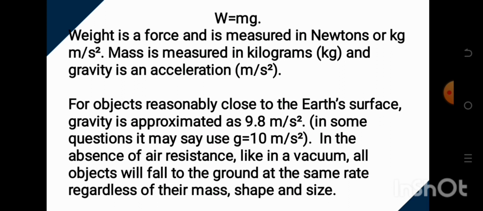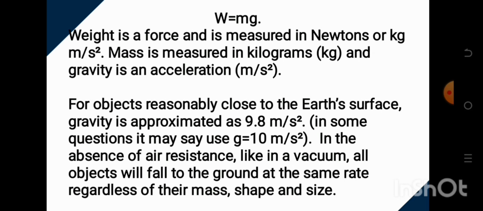per second square. Actually, in previous classes we've looked into the differences between mass and weight. So if you want to go back to that video, you can go to the description link and look at the video where I talked about measurement of mass, weight, and time, and see the differences I stated between mass and weight. Now, for objects reasonably close to the Earth's surface, gravity is approximately 9.8 meter per second square, but most of the time we approximate it to 10 meter per second square.